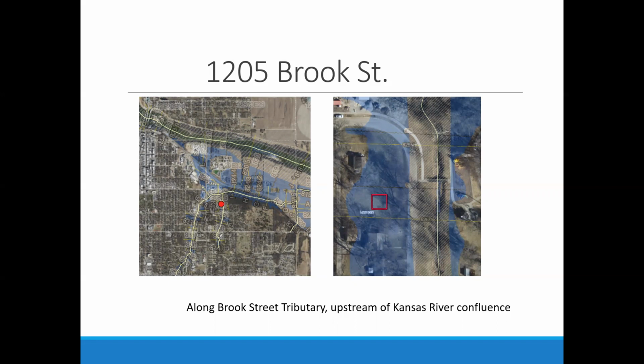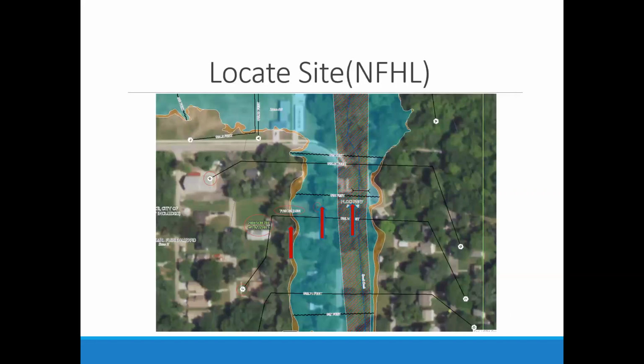So again, the upstream cross section is what we're going to be working with and looking at. It will always be the higher number. That's why we work with the upstream cross section. We need to find the higher base flood elevation.